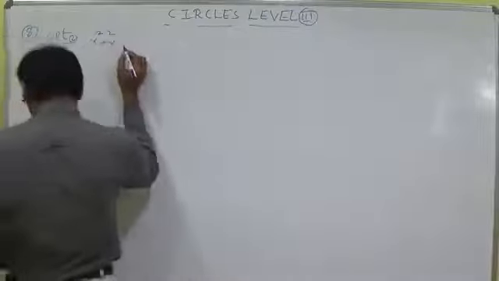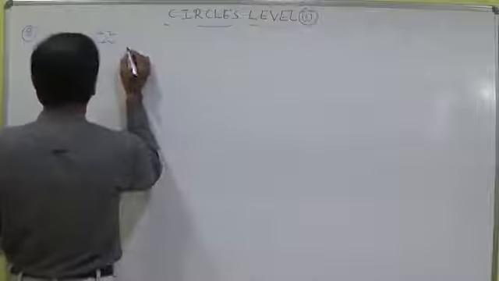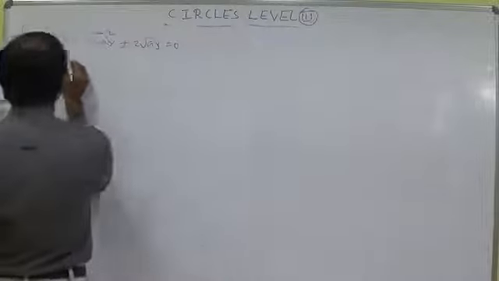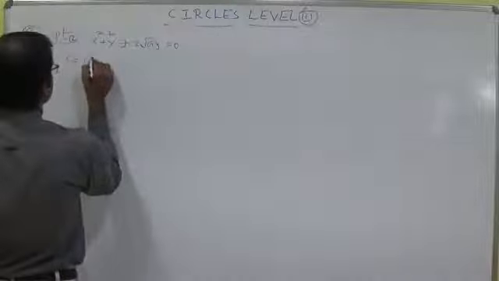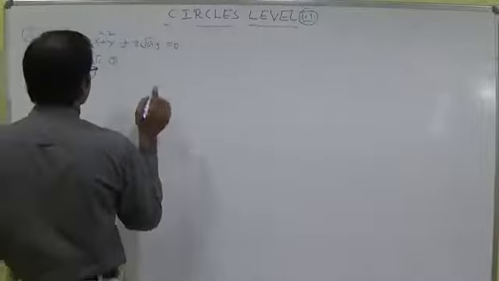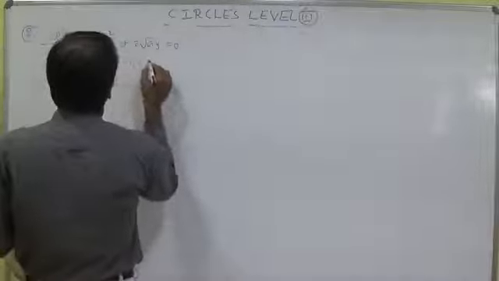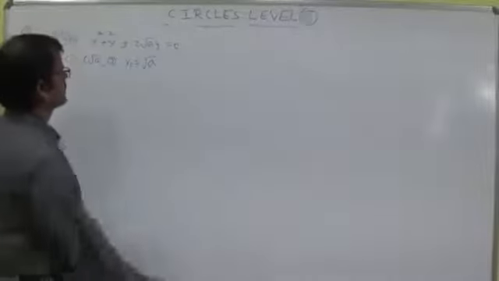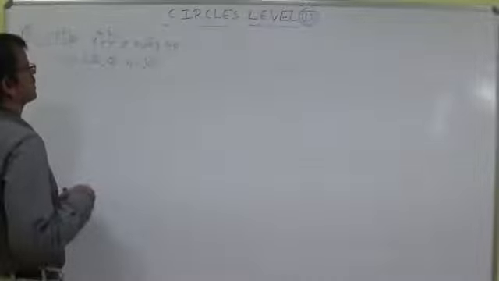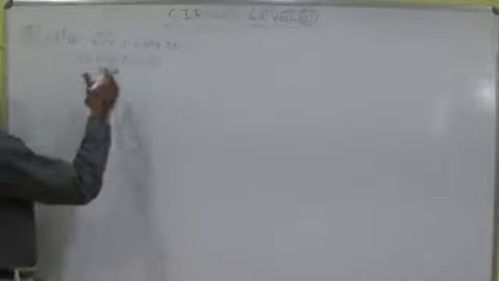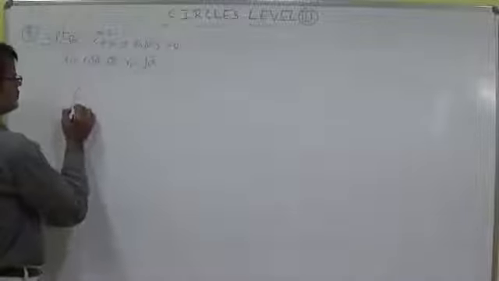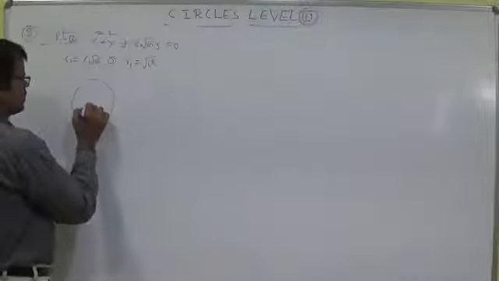x square plus y square plus or minus 2 root A x equal to 0. Here C1 is root A comma 0, take it as plus, R1 equal to root A. So the circle touches the y-axis. So R1 equal to root A here. Let us draw the diagram. Root A comma 0.